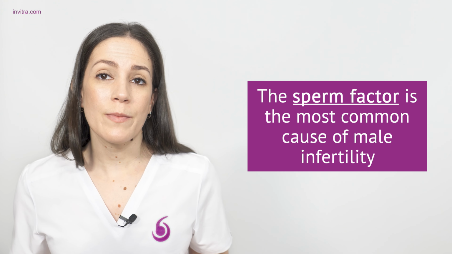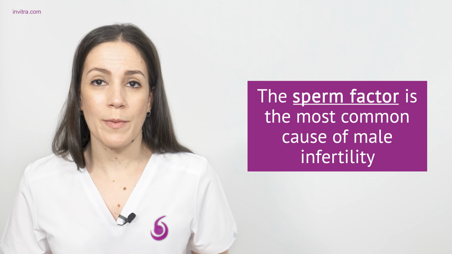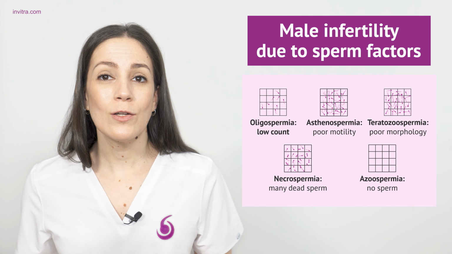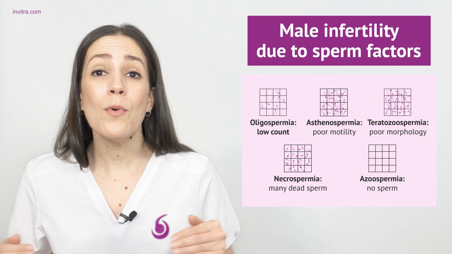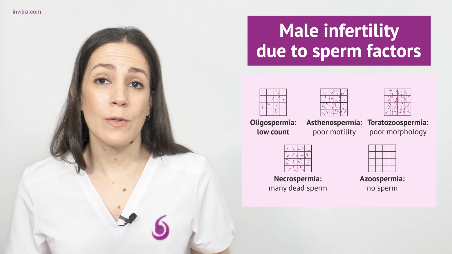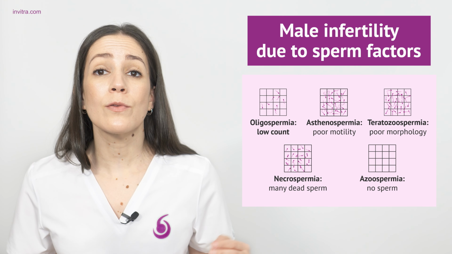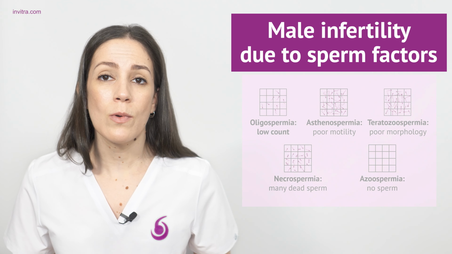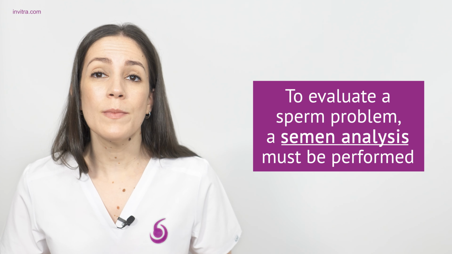Finally, the sperm factor, which is the most common cause of male infertility. It is actually caused by problems with the sperm cells. The most common alterations concerning the sperm cells are the following: oligospermia, low quantity of sperm cells; asthenospermia, low level of movement in the sperm; teratospermia, an elevated quantity of sperm cells with an abnormal shape; necrospermia, an elevated quantity of dead sperm cells; azoospermia, a complete absence of sperm cells in the ejaculate. In order to evaluate a sperm problem, a semen analysis, which is known as semenogram, must be performed.